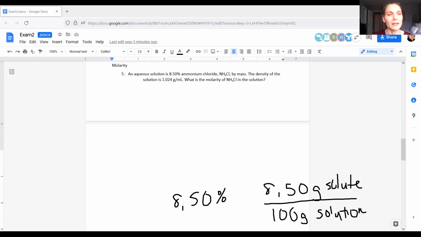So I want to put a little pin in that for right now, and then we'll come back to that problem. Does that make sense of what it's saying? So that way we can kind of figure this out. Because again, we're assuming that we had 100 grams of our solution to equate to that 8.50%. What it's saying is that we have this many grams of solute, of our salt, over 100 grams of our solution. And that's how we can calculate the mass percent.